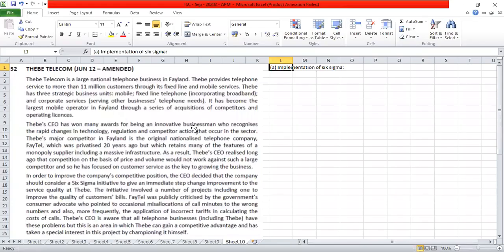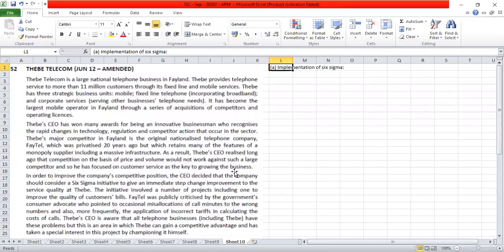Here, Thebe is not into manufacturing of products, but Thebe is into providing services because it's a telecom company. We are based in Fayland. They provide telephone services to more than 11 million customers through its fixed line and mobile services. Then it has become the largest mobile operator in Fayland through a series of acquisitions of competitors and operating licenses.